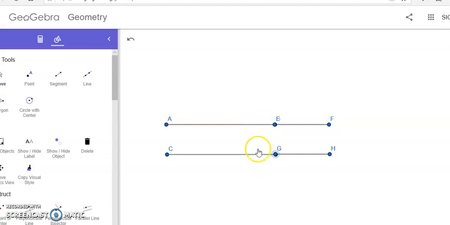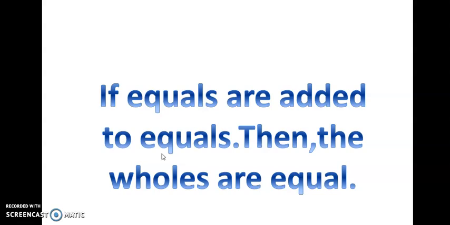Whether these two lines are equal? Yes, the two newly formed lines are also equal. So now can we say, if equals are added to equals, then the wholes are equal? Yes, this is your axiom 2. If equals are added to equals, then the wholes are equal.